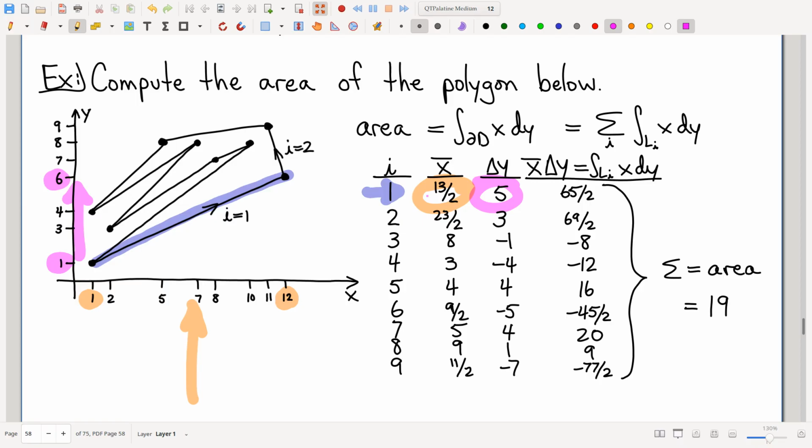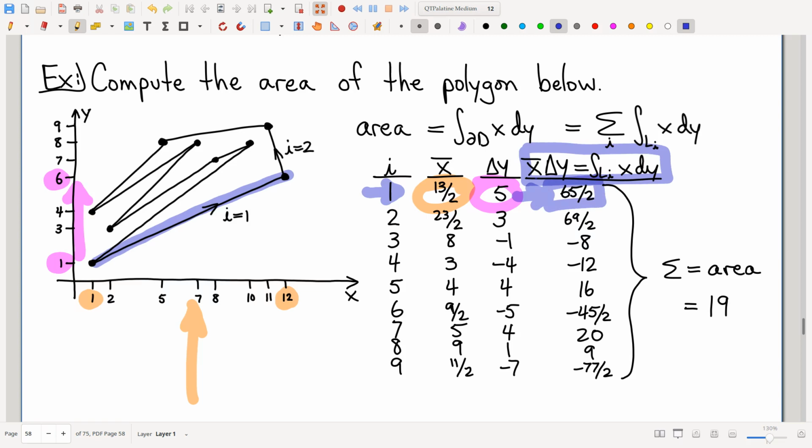And the formula that we're using says that on that term, on that line segment, we just multiply x bar times delta y, and that gives me 65 halves, as it turns out, which, you know, whatever. It's a number.